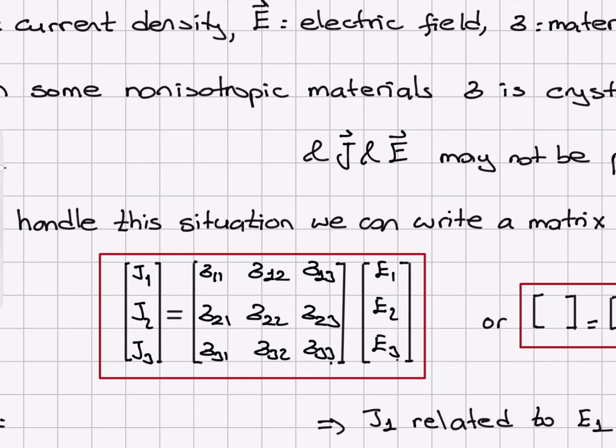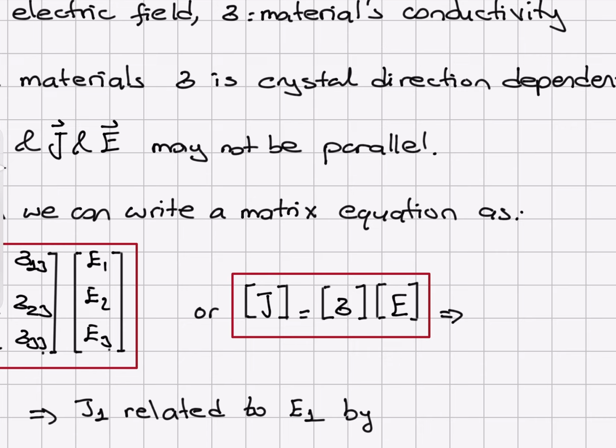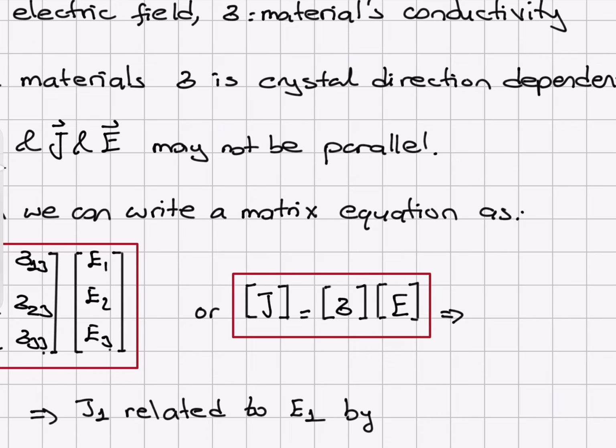So in other words, we have this matrix equation. The J vector given in matrix representation is the sigma matrix multiplied by the electric field vector matrix representation. In other words, we can say that the ith component of the current density is sigma ij times the jth component of the electric field. And remember that this implies summation in Einstein summation notation.